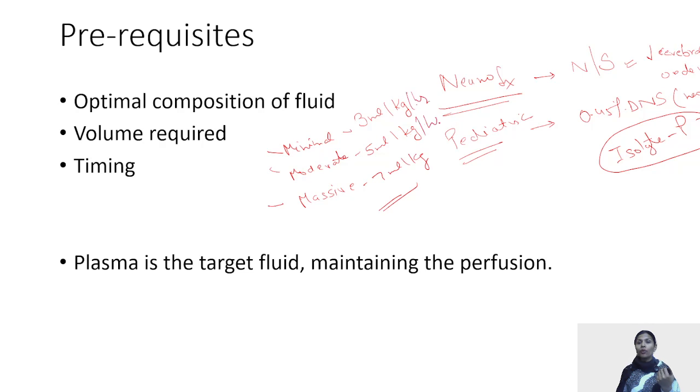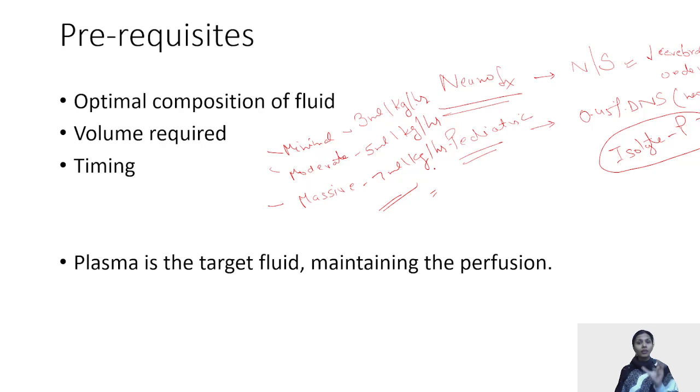So the volume of fluid that is required will depend upon which kind of surgery has been specified in your case scenarios. Then the timing, at what time the fluid has to be given, in what ratio, in 1 hour, in 2 hours, or 3 hours. So that depends, because I've already told you overzealous and hypofluid both are bad for the patient.